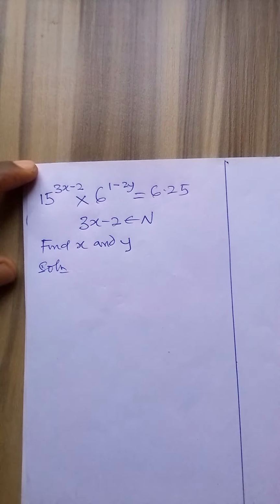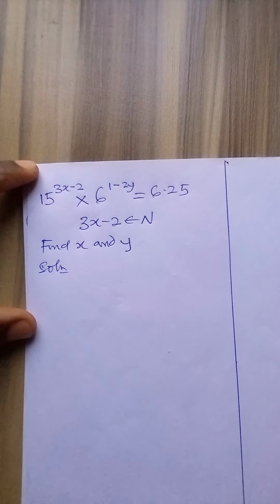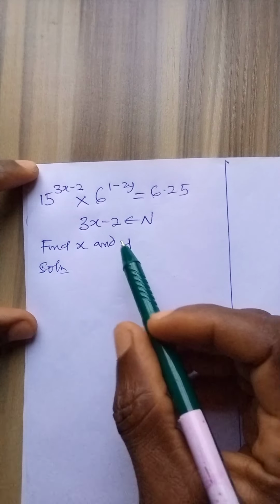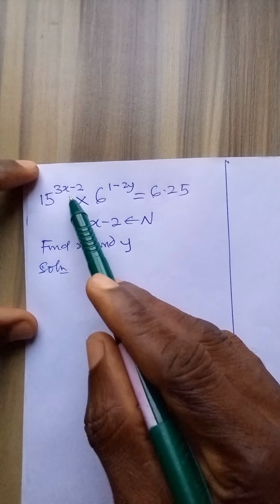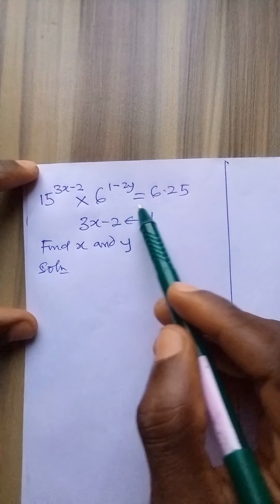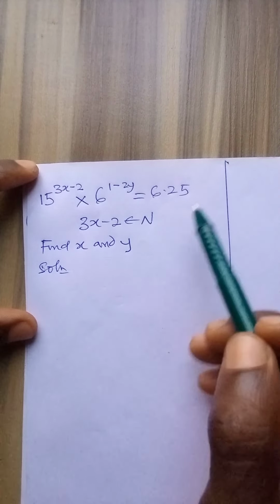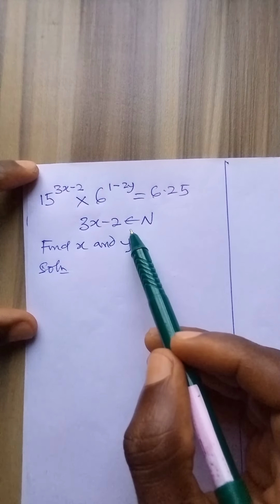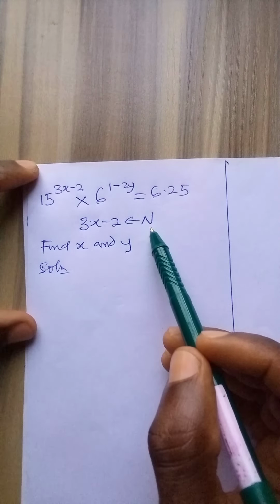Welcome to my channel. In this video, we are required to find the values of x and y, given that 15^(3x-2) multiplied by 6^(1-2y) is equal to 6.25, where 3x minus 2 is a member of the set of natural numbers.